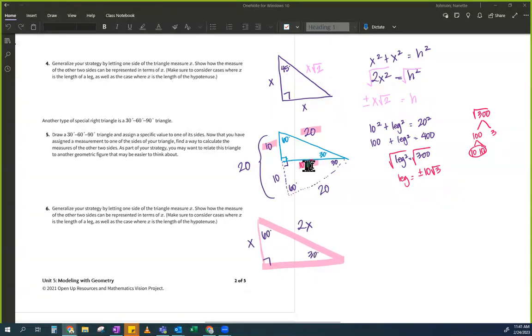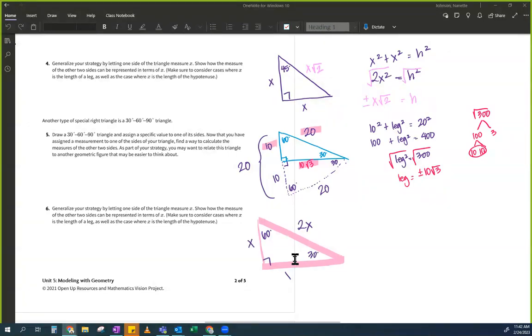Now rewind back. Why did we get 10 root 3? And then if it's true, what would this side be? Generically, what would this side length be? Look at the pattern here, and just give me your best guess right here. Best guess. Yeah, very good. It would be x square root 3.